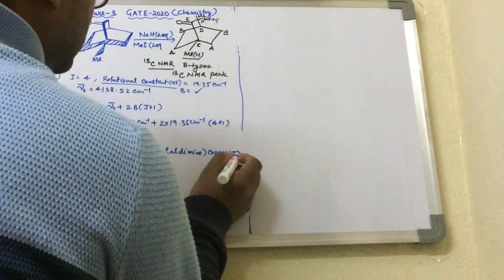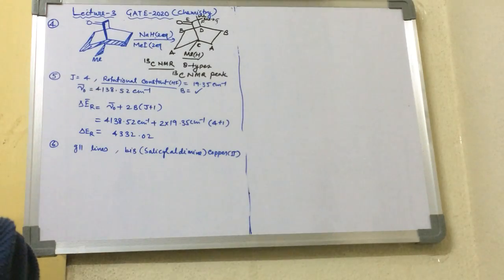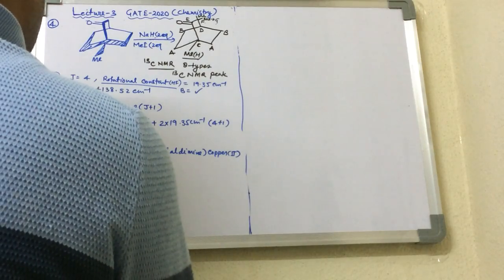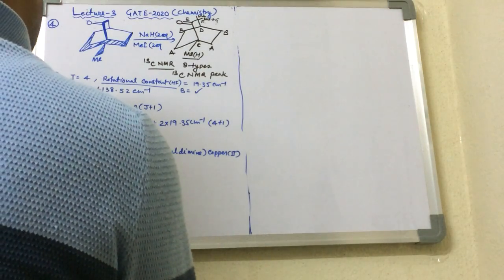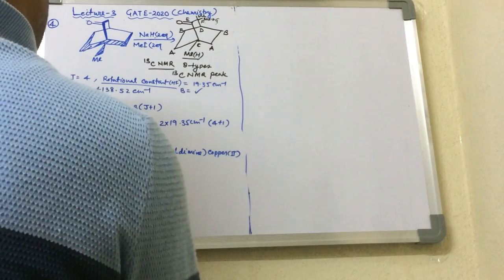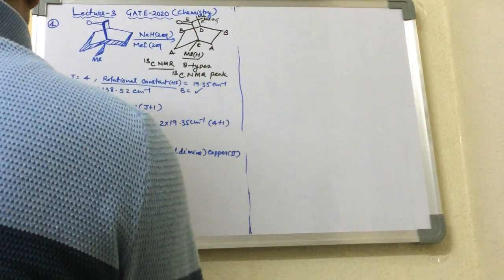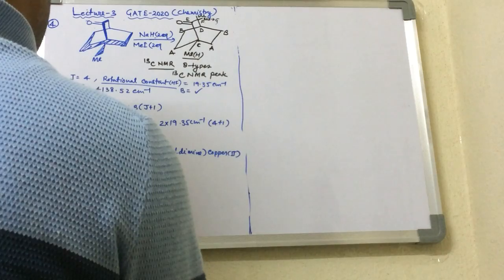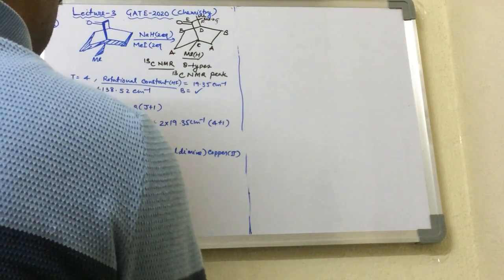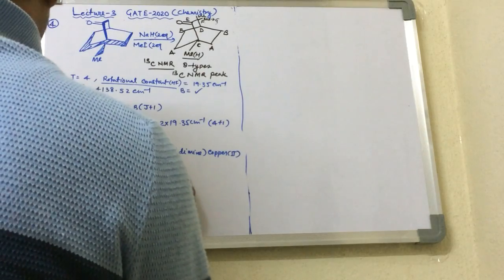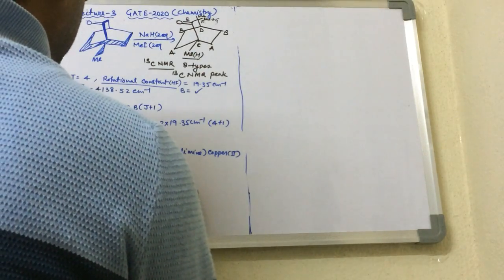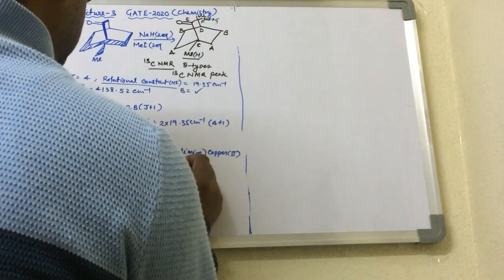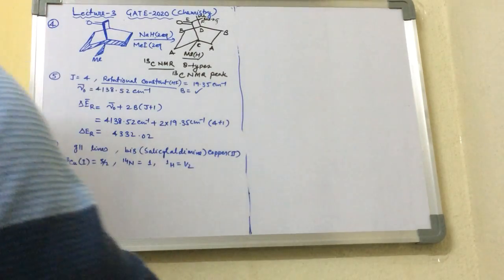Second, okay, and some values are given to us. The I value for copper-63 is given as 3/2, for nitrogen-14 the I value is given as 1, and for hydrogen-1 it is given as 1/2, okay.